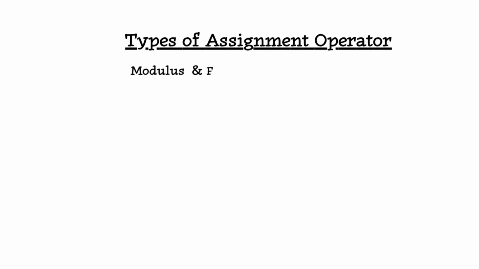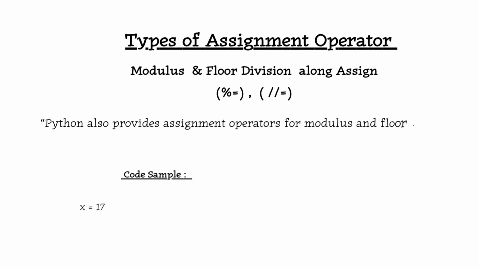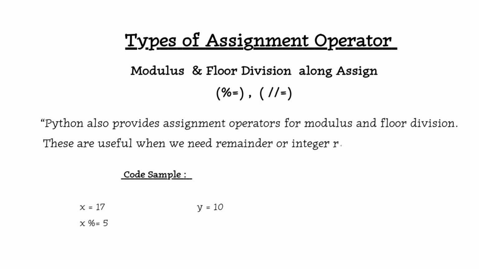Let's right now see the last type of assignment operator, which is modulus and floor division. Python also provides an assignment operator for modulus and floor division. These are useful when we want to calculate a remainder or an integer type of output. Here on the screen I have shown two examples.